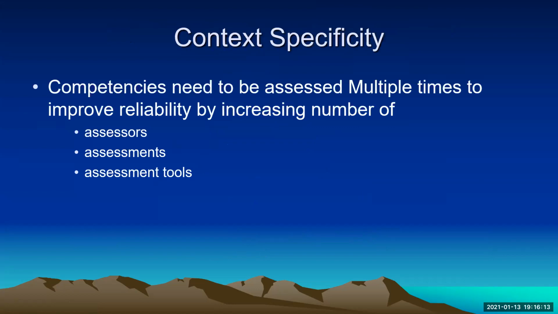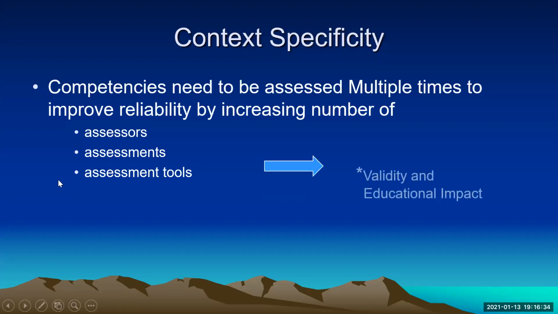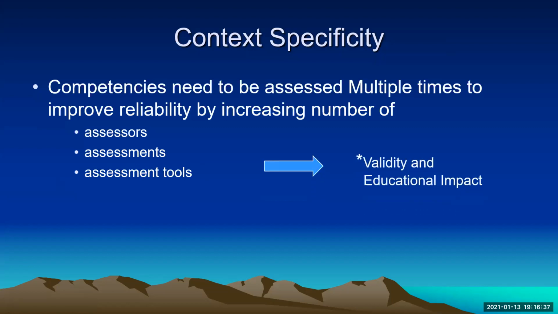So we know what are competencies, what are objectives, but competencies need to be assessed multiple times to improve the reliability and validity. That can be by multiple assessors, or by multiple assessments, or by multiple assessment tools. Whenever we use all of these combined, it increases the validity and the educational impact of any assessment method. Then we should always assess a student in different contexts.